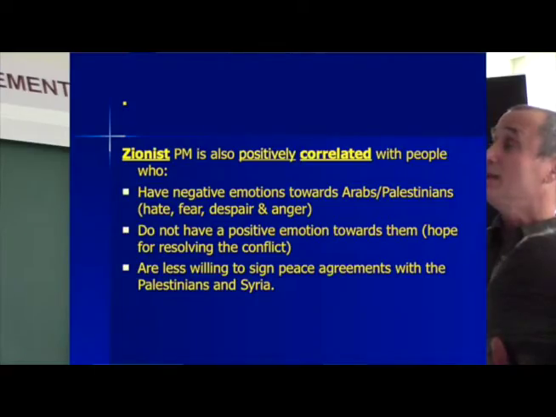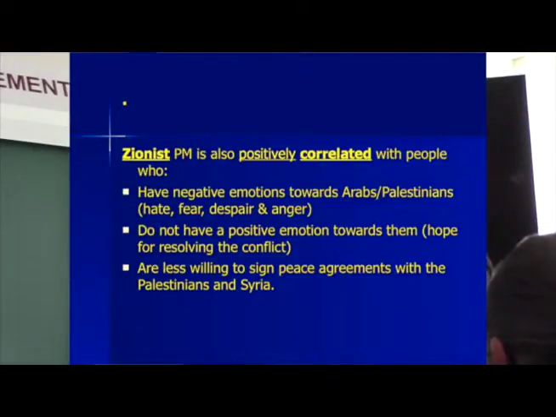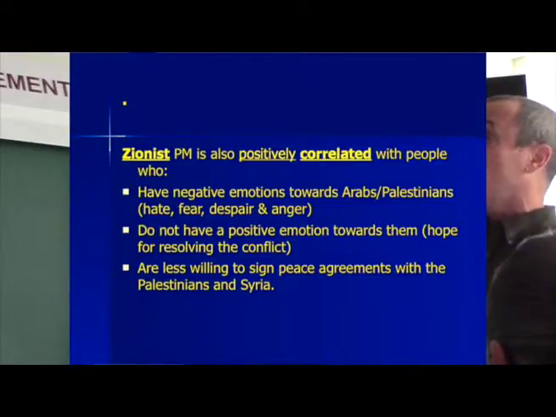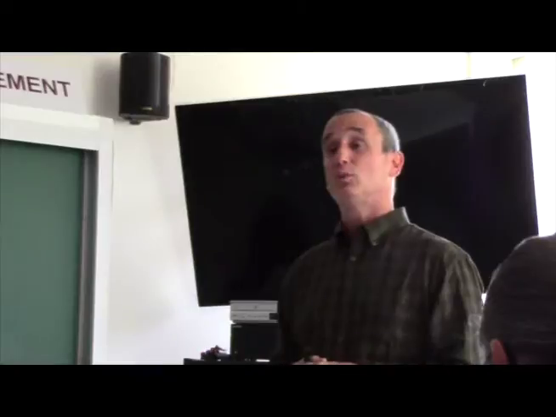that could have positively transformed their popular memory. The second set of correlational findings is that the Zionist popular memory is also positively correlated with people who have negative emotions towards Arab Palestinians, emotions such as hate, fear, despair, or anger, and do not have a positive emotion towards the rivals and hope for resolving the conflict. These people are also less willing to sign peace agreements with the Palestinians and Syria. So we see various correlations that explain to some degree the importance of popular memory.